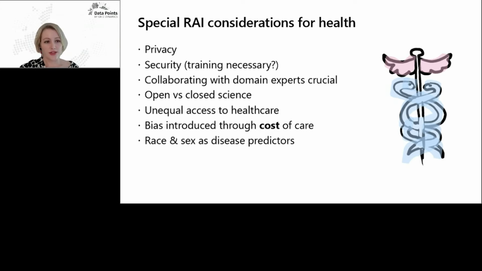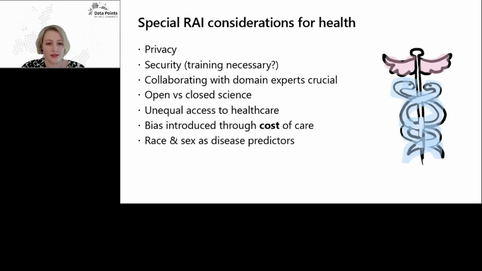There's also an interesting balance between open versus closed science. So on one hand, we want to keep data private and secure. On the other hand, if we open up access to data, then potentially more researchers could use it and do medical research that benefits a broader population. So there is this push and pull for open and closed science. Another issue is unequal access to healthcare. So wealthy people in wealthy countries have better access to healthcare, and that's something that we need to always consider.